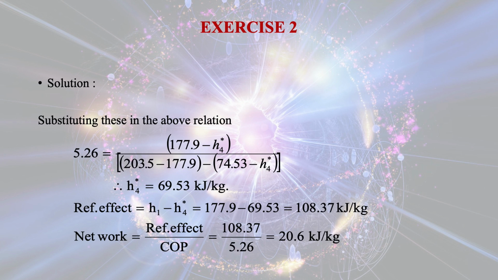So net refrigerating effect is equal to H1 minus H4 star. If you put the values of H1 and H4 star, the net refrigerating effect comes out to be 108.37 kilojoule per kg, and the net work is equal to the refrigerating effect divided by COP. You know COP, you know refrigerating effect. So the net work for this problem is equal to 20.6 kilojoule per kg.